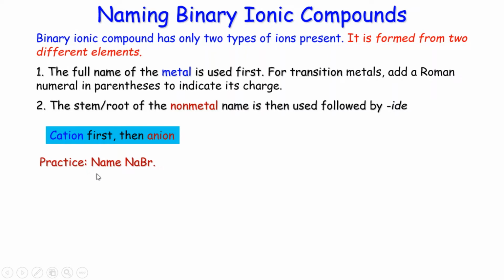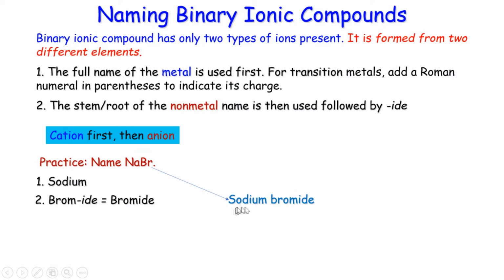Okay, let's work on one example. Name NaBr. Full name of the first metal, sodium. And then the ion of the second element, that's bromine, so bromide. So the full name for NaBr is simply sodium bromide.